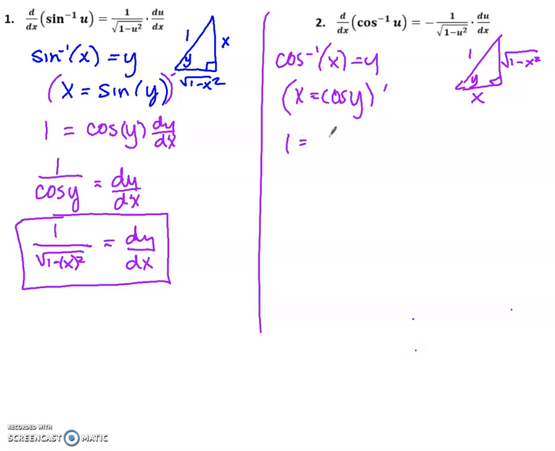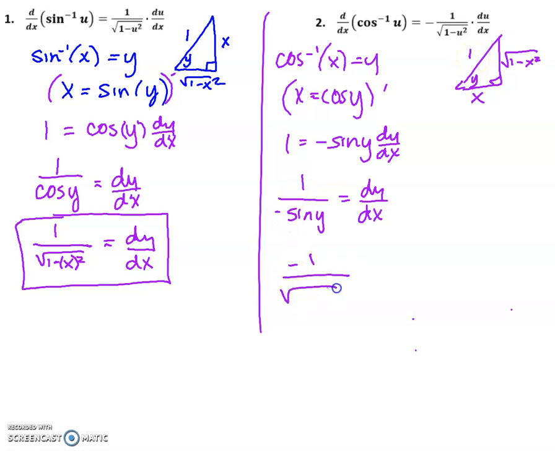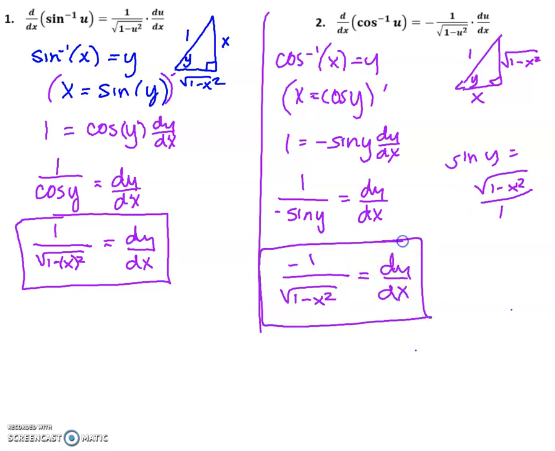Derivative of this side is 1. Derivative of this side is negative sine y dy dx. Once again, I can divide both sides by negative sine y. And then finally, I'm going to replace what the sine of y is using this triangle. Well, sine is opposite over hypotenuse. So the opposite to y is this, over the hypotenuse is 1. So I'm going to bring that negative up over the sine. Remember, again, the sine of y was just root 1 minus x squared over 1. That's why I didn't really need the 1 on the bottom. So here you go. So there's the inverse derivative for cos.